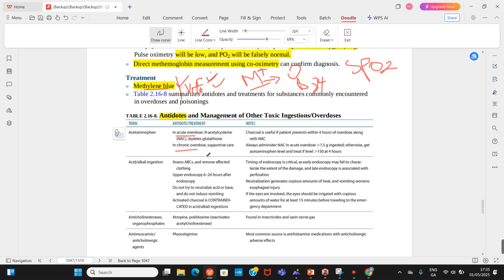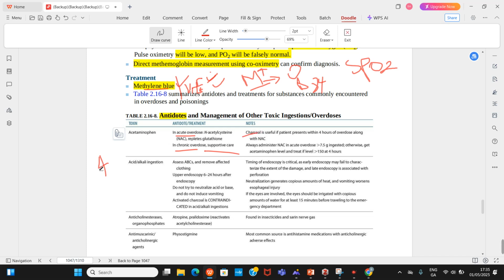If it's chronic, there's little you can do, just give supportive treatment. But if it's acute, you want to ask, when did you take this acetaminophen? How many did you take? If this person took the drug within 4 hours, you can administer activated charcoal to reduce the absorption.